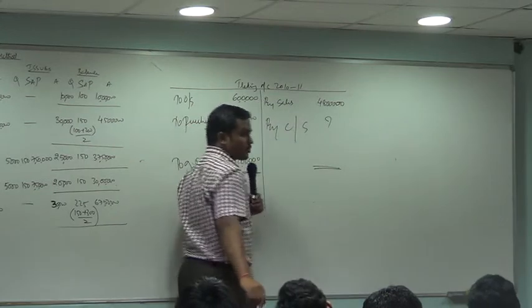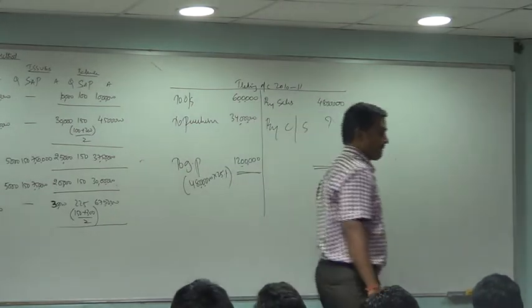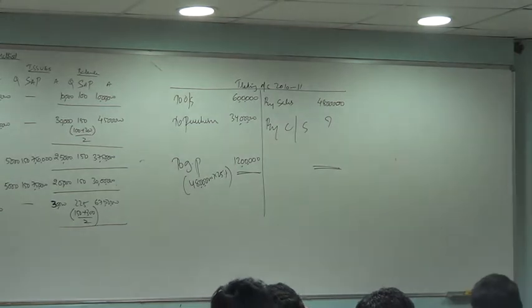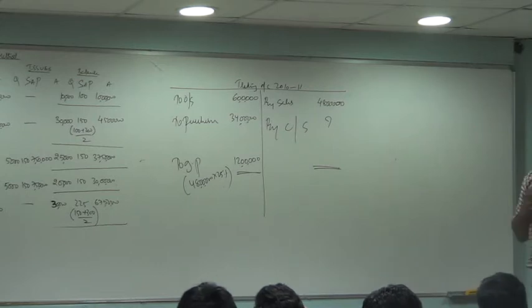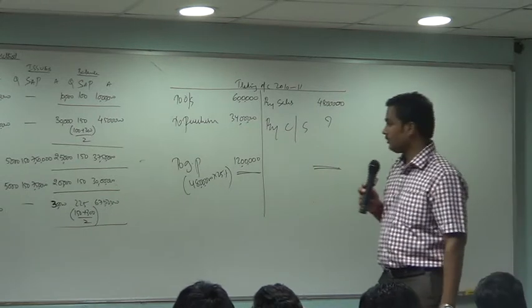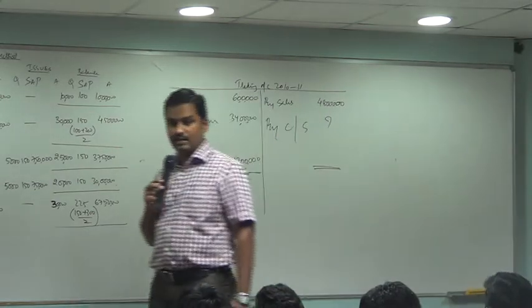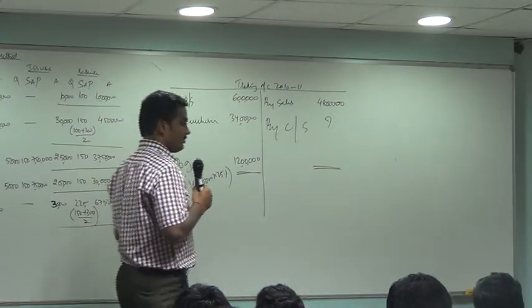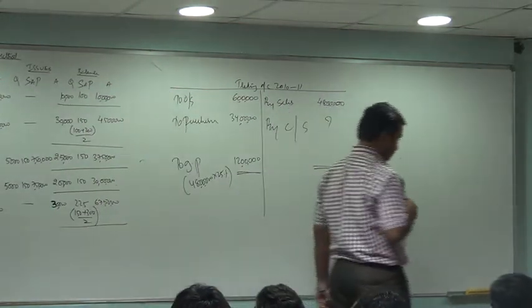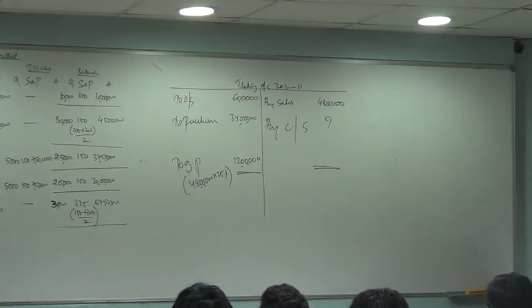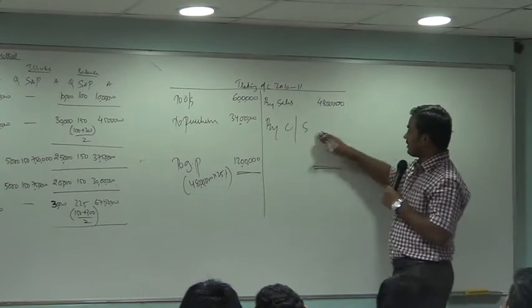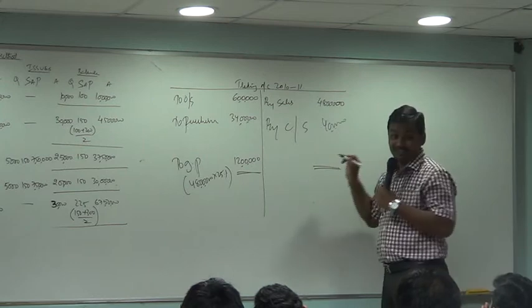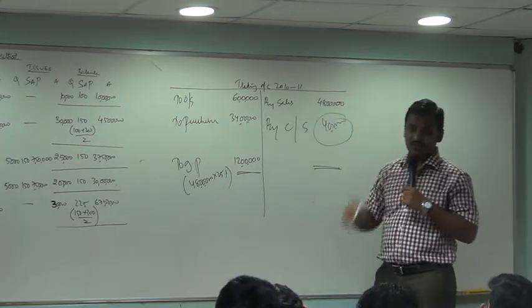According to this trading account, what should be the value of closing stock? How did I get that gross profit? Because it clearly says the company is selling at a gross profit rate of 25% every year. 48 lakh into 25% is 12 lakh. What is the value of closing stock now? Tell me. 4 lakhs. So according to our calculation, this should have been the value of closing stock.